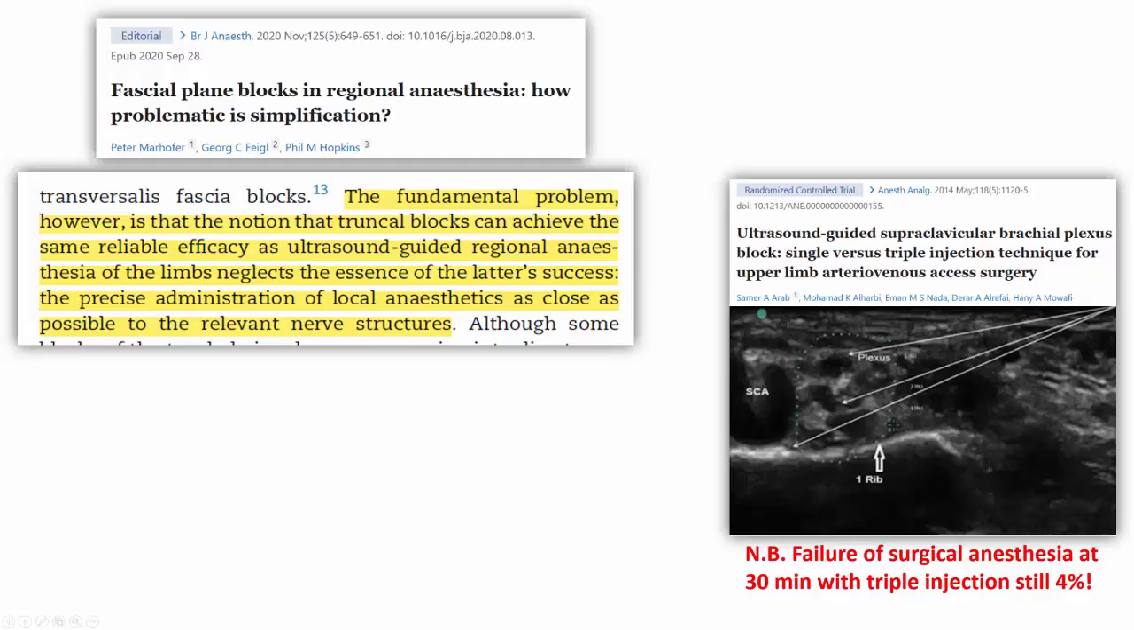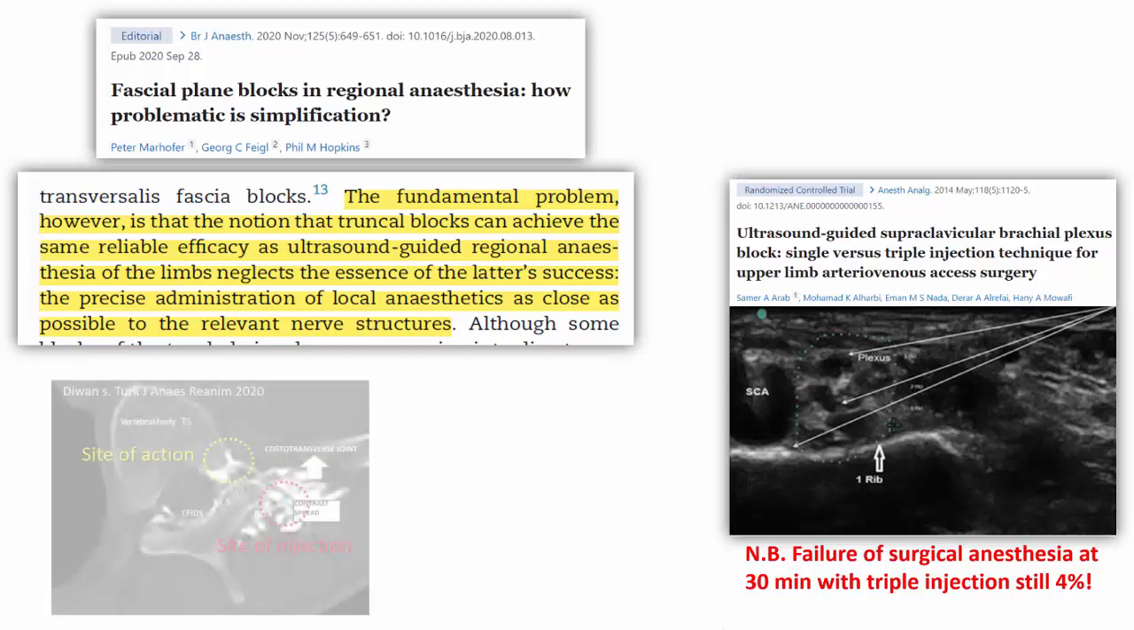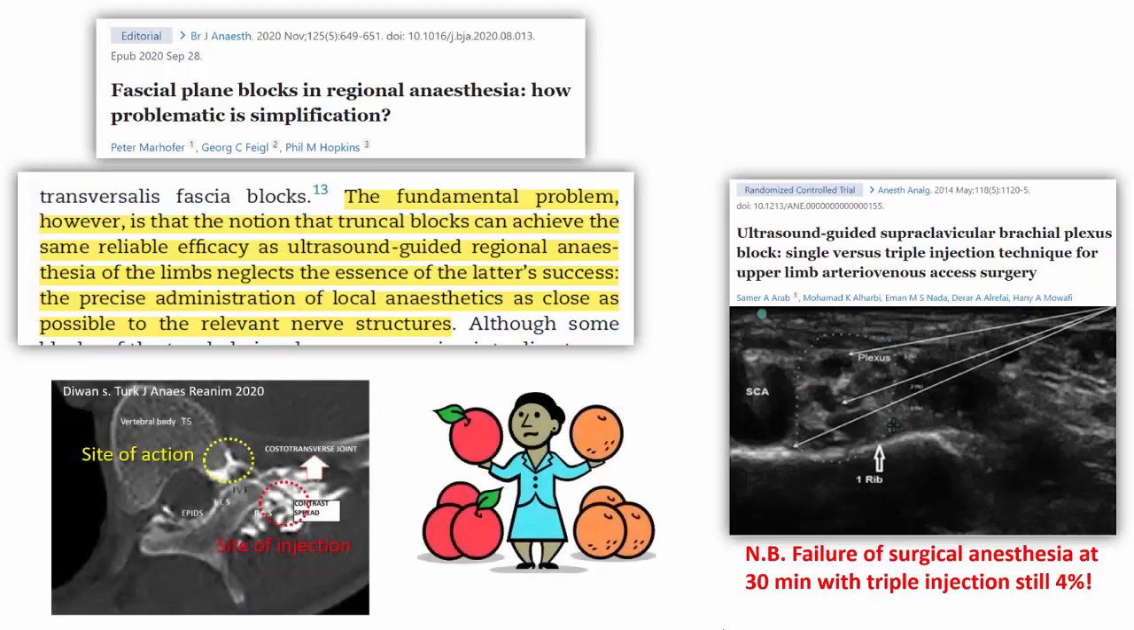But if we really think about it, the lack of a dense sensory and motor block is perfectly understandable if we realize that in a supraclavicular block, for example, we're depositing 30 mils of local anesthetic right next to the brachial plexus, whereas in a fascial plane block, like the TAP or ESP block, we're depositing, say, 20 mils, a significant distance away from the target nerves. So it's logical that only a fraction of that volume and mass is actually going to reach those nerves.